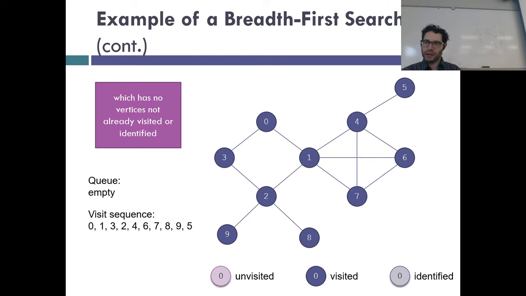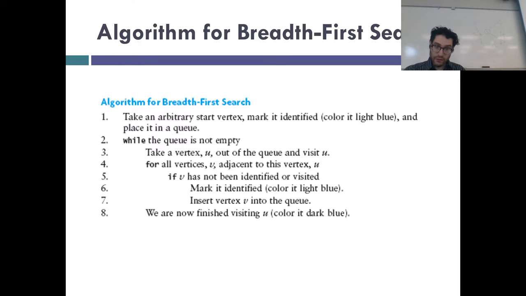So everybody understand the last steps? Basically, we would just go through all the nodes and see what was there and what wasn't. What was visited and what was not visited. So breadth first search, the algorithm is pretty straightforward. Take an arbitrary start vertex.